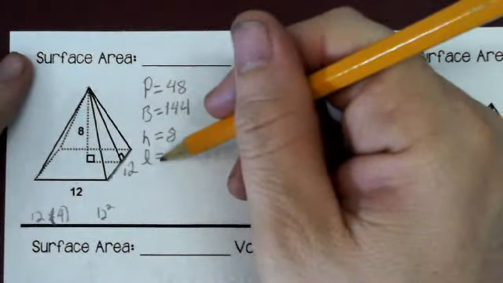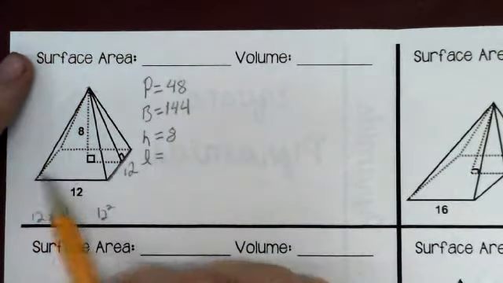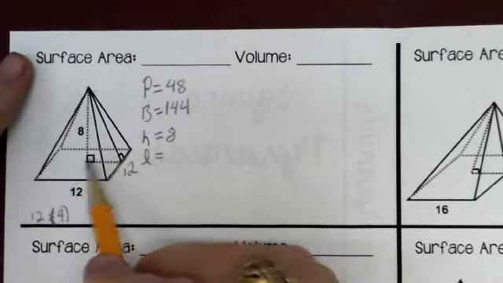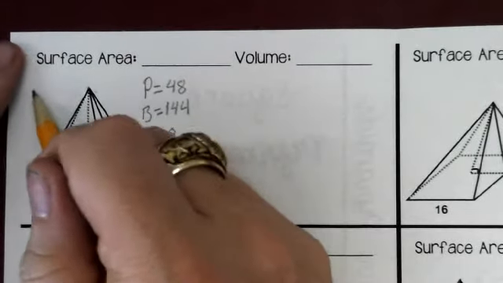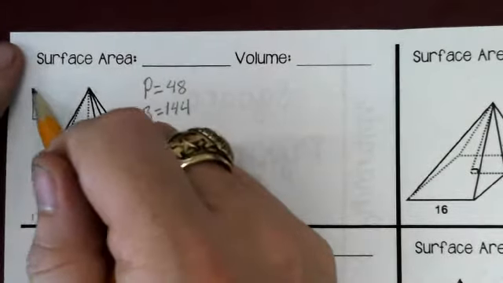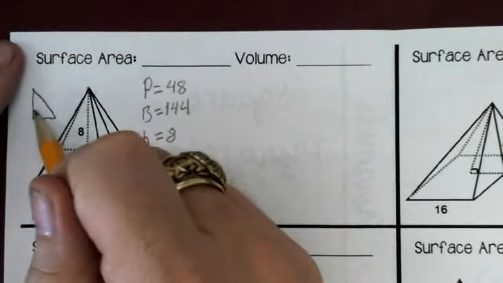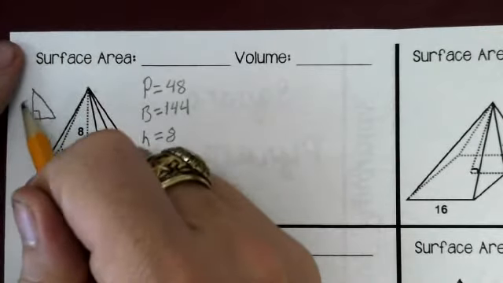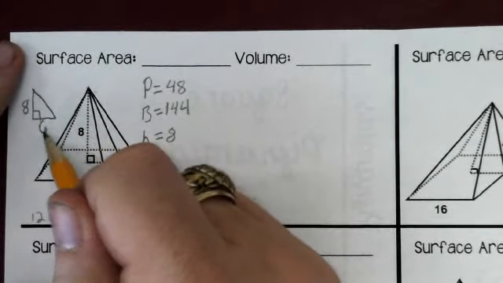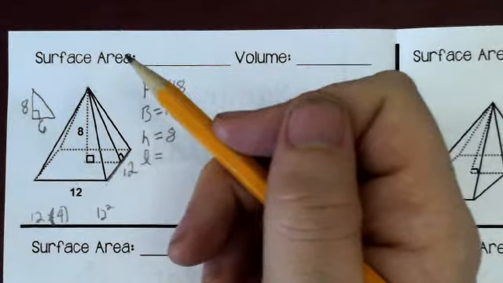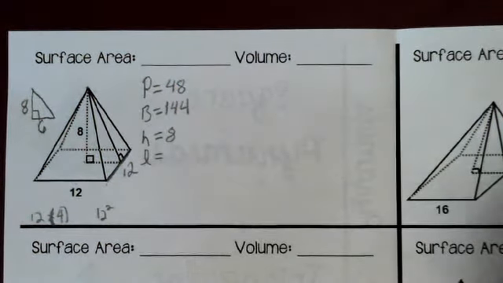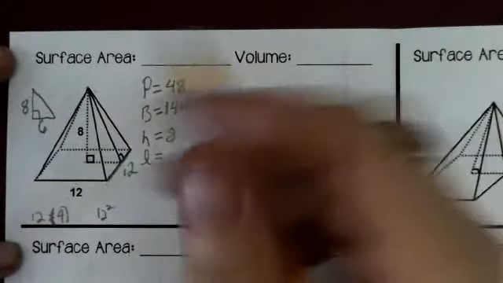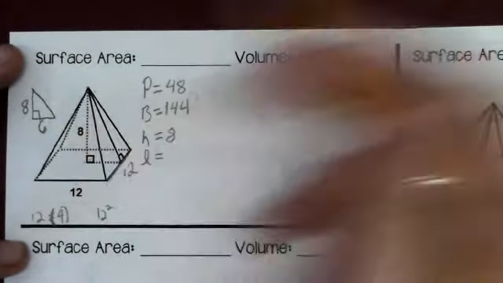And now for the slant height piece. If this is 12, and this is in the center, that must mean that this is 6. And so I'm going to go ahead and just draw this triangle out here to the side. I know that it's a right triangle because of my right angle here. And we know that this is 8, and this is 6. And this is where we're going to have to lean on the Pythagorean theorem to figure out what this is.